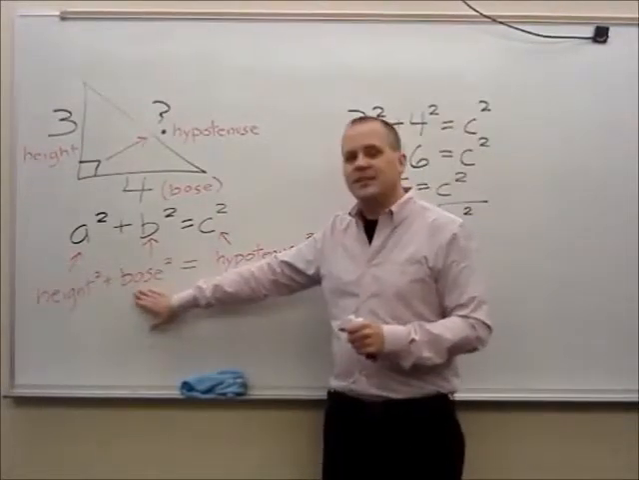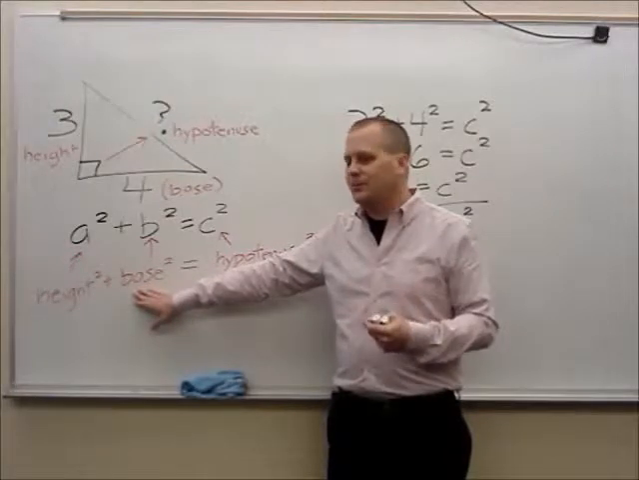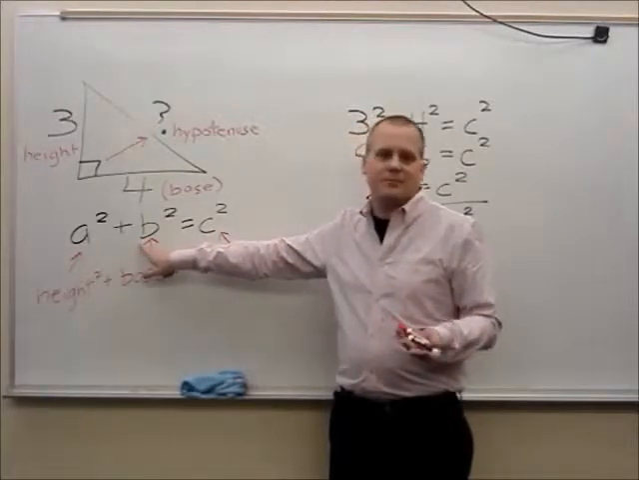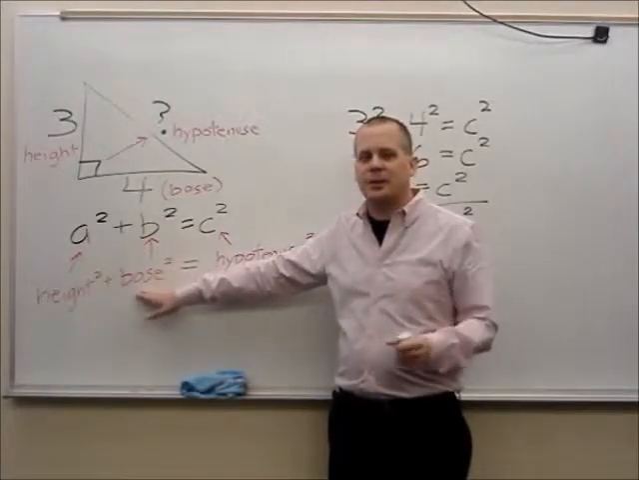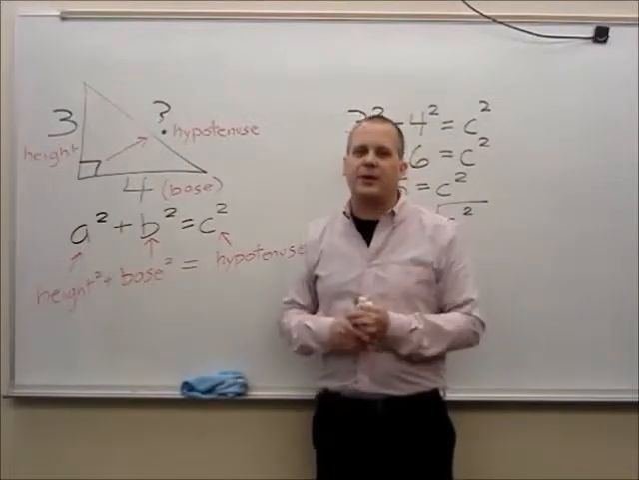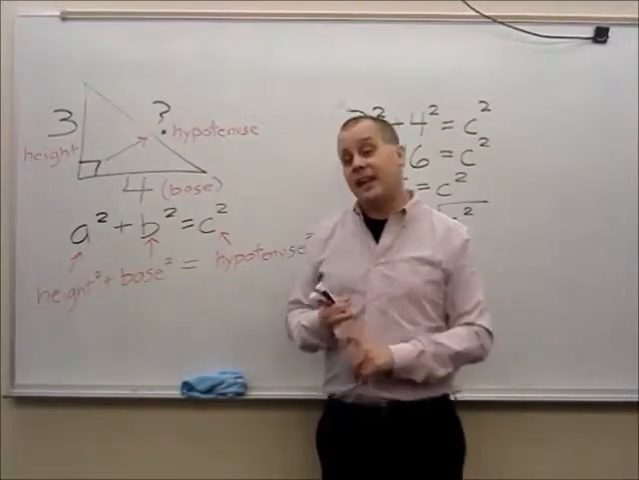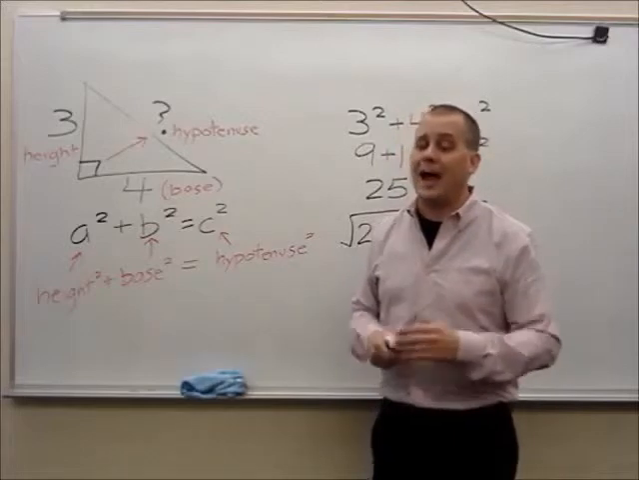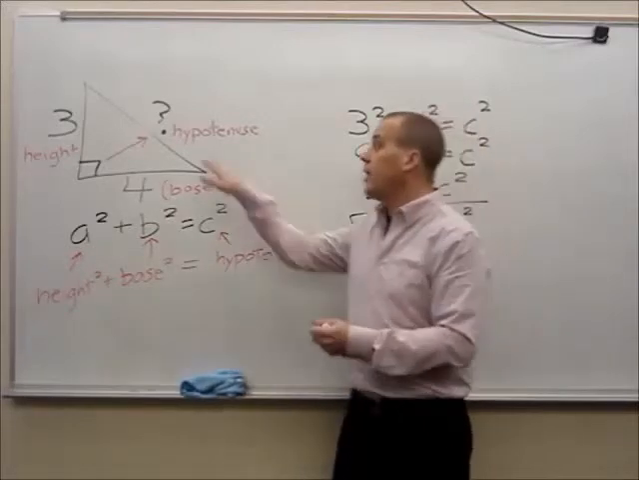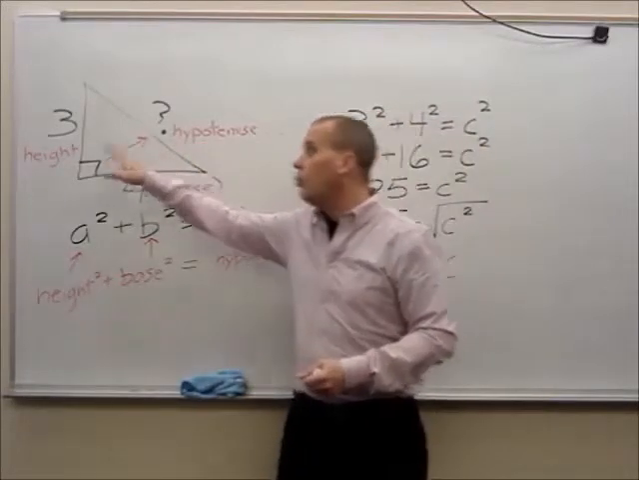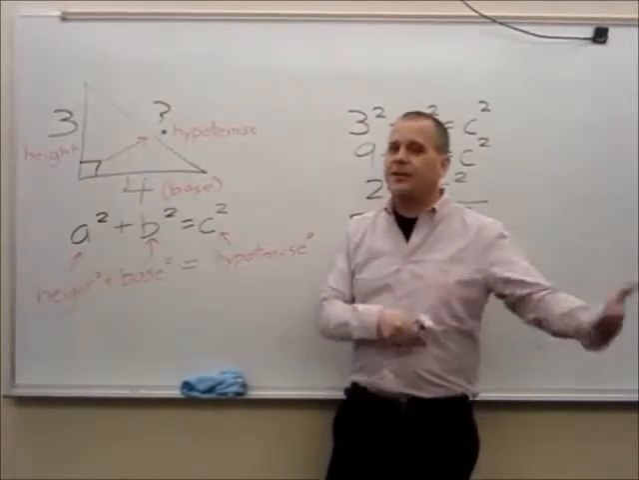And I made the base the second value. I said instead of b, I'll just make it the base value. So hopefully that helps you as you go through this. In the next video, I'm going to show you what happens when we know the hypotenuse and one of the side lengths and not the other side length.